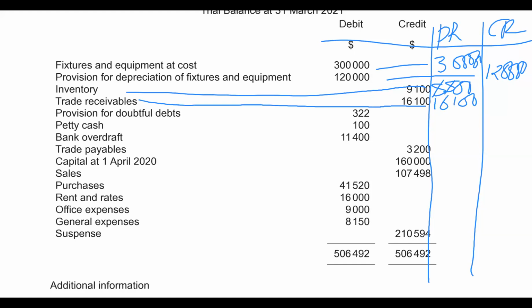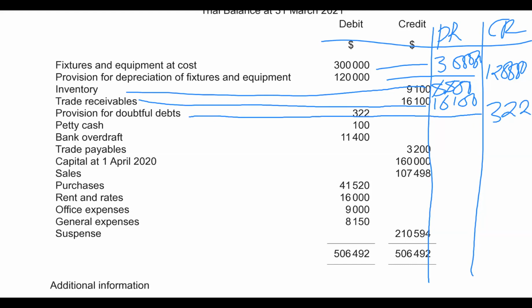What about the provision for doubtful debt? Now, look, the provision for doubtful debt is on the debit side here. But the correct entry for the provision for doubtful debt should have been the credit side, 3,002 like that.